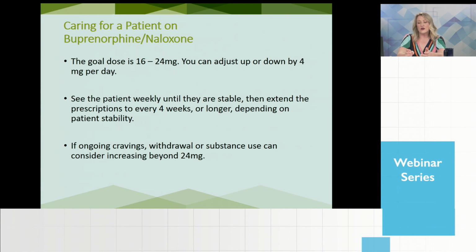If they have ongoing cravings and withdrawal and they're at that 24 mark, you can certainly go above that. And as I say, you can call a colleague if you need to be able to feel comfortable doing that.